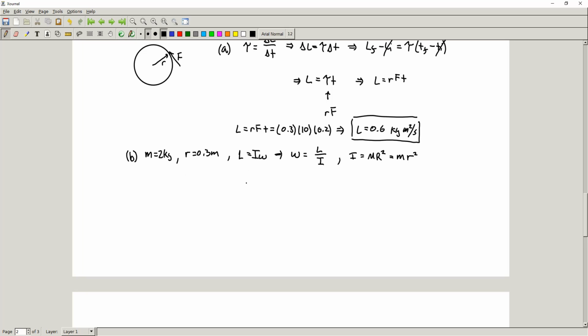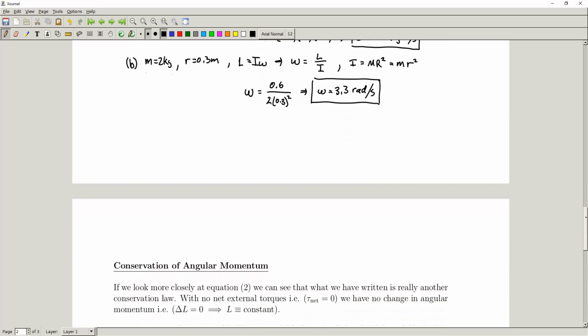And again, we're at the point where we can just substitute in numbers, right? So we have omega is equal to 0.6 over our value for I, which is our mass, 2 times 0.3 squared, right? And if we do that calculation, we're going to find that omega equals 3.3 radians per second, okay? So the tire starts off from rest. We apply that force for 0.2 seconds. When we're done, the tire has this angular momentum, and it has this angular velocity. Those are the two answers for the questions in parts A and B.